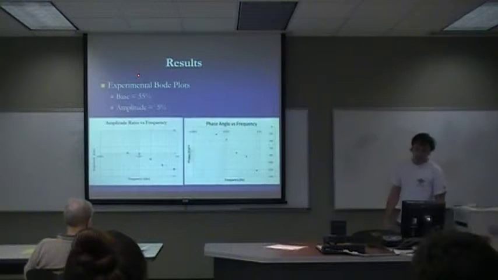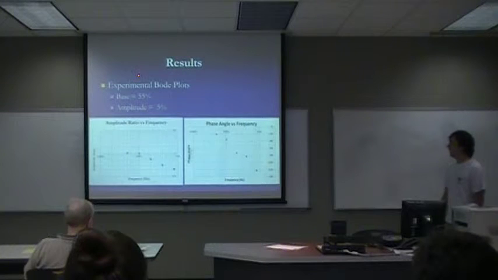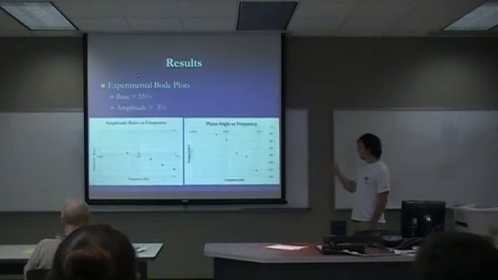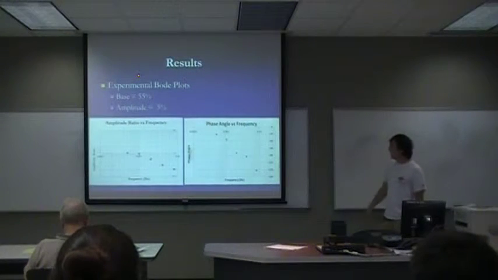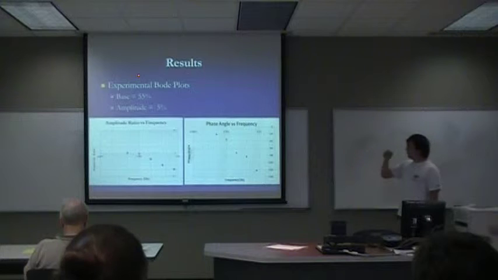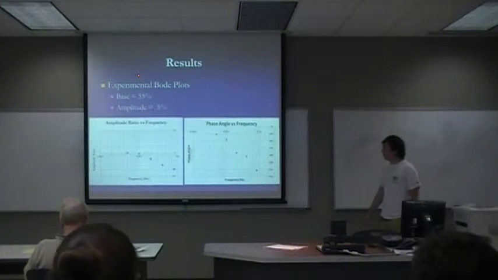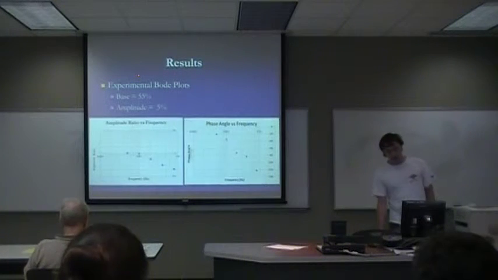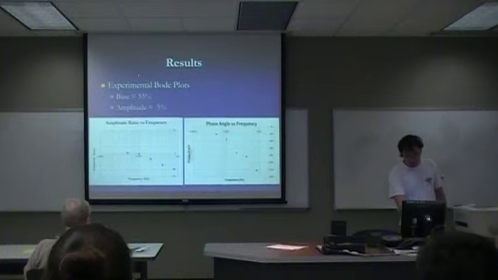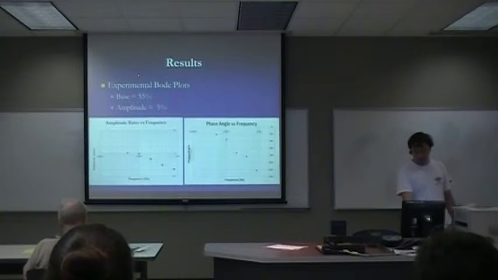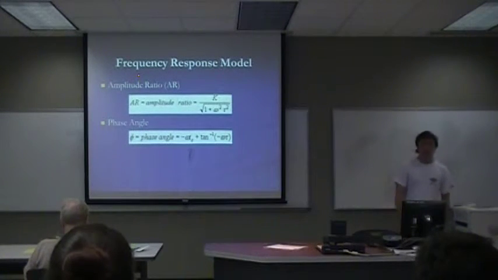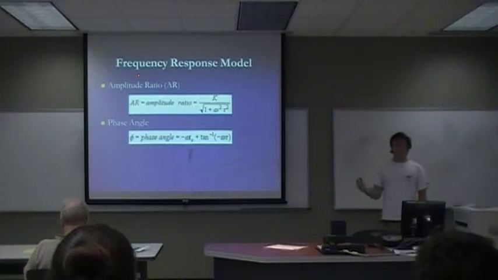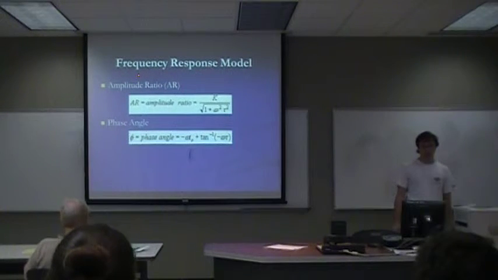So here's some of the Bode. This is for a base of 55% and the amplitude of 5%, or peak to peak 10%. Plotted on log, these are the two different results we got. One's the amplitude ratio and the other is the phase angle. Both of them look not perfectly linear on a log plot, but we should be able to model them closely. This is the equation that we use for the amplitude ratio, and then also the equation we use for the phase angle when we did our modeling for the frequency response.